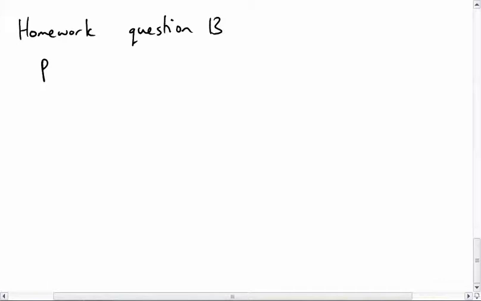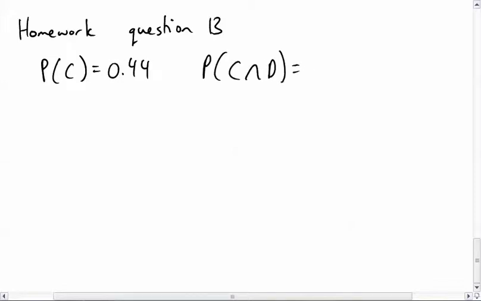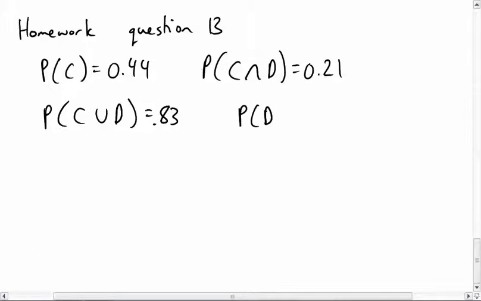Question number 13 says that the probability of C happening is 0.44. The probability of C intersect D is 0.21. The probability of C union D is 0.83. Find the probability of the complement of D. You can do this with equations. I'm a visual learner, so I like to draw it out visually.